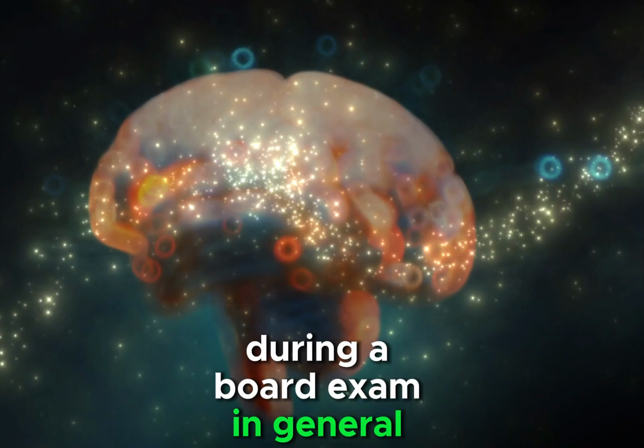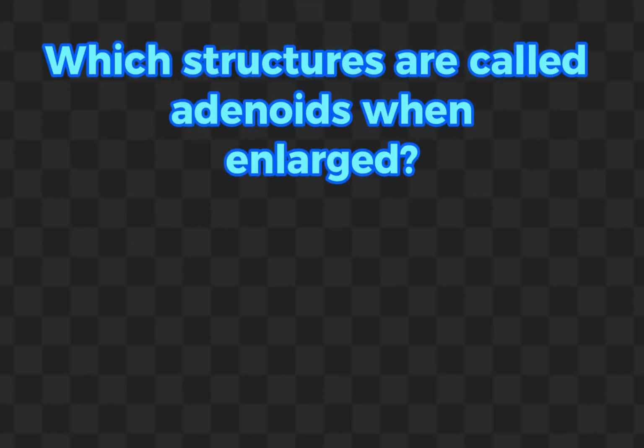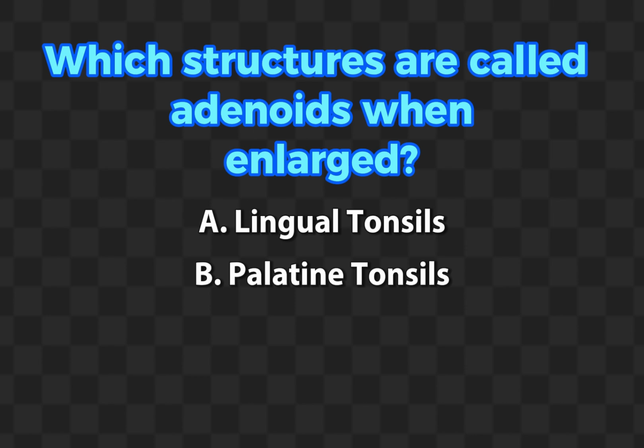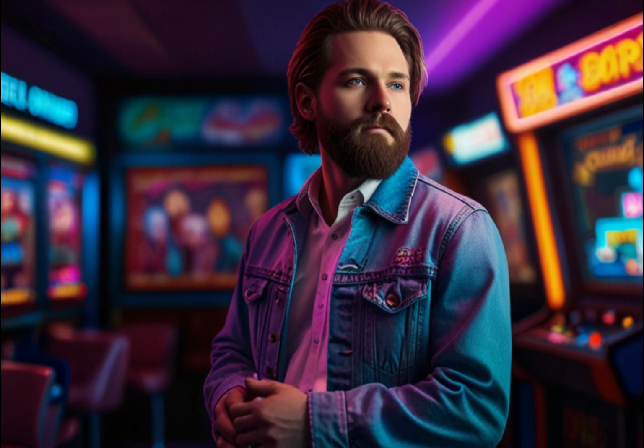During a board exam in general anatomy, you might encounter a question like this. Which structures are called adenoids when enlarged? A. Lingual tonsils. B. Palatine tonsils. C. Pharyngeal tonsils. D. Waldeyer's ring. Don't panic. Let's break down the options and find the answer.